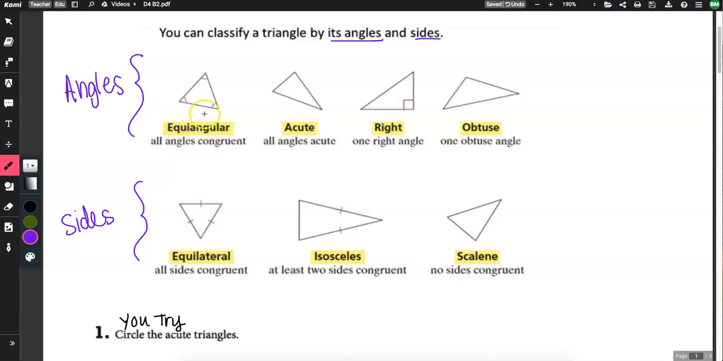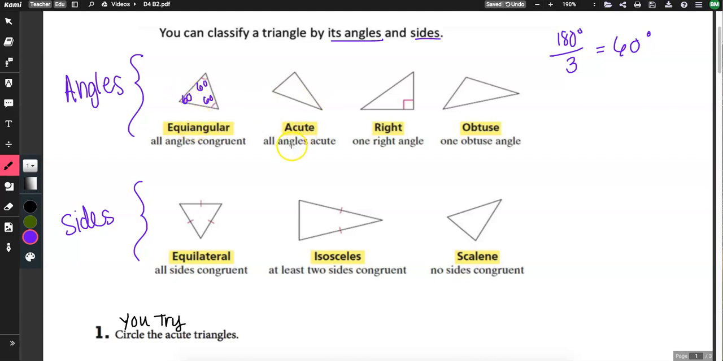If we think about what we know about triangles, the angles should add up to 180 degrees. If they're congruent, that means they're the same. So if we divide it by 3, the 3 angles in it, that means an equiangular triangle always has 60-degree angles for all 3 measures every single time, no matter how long the sides are.